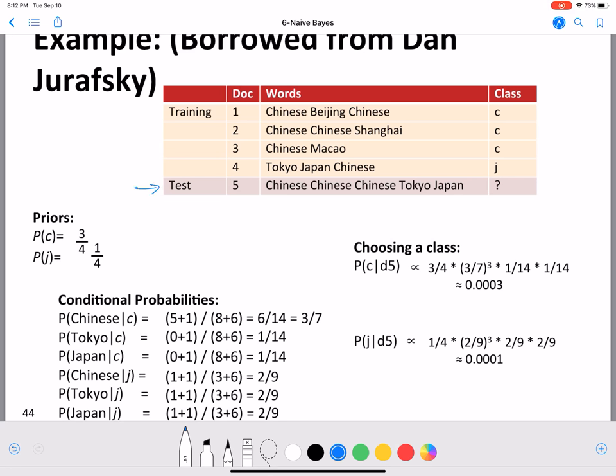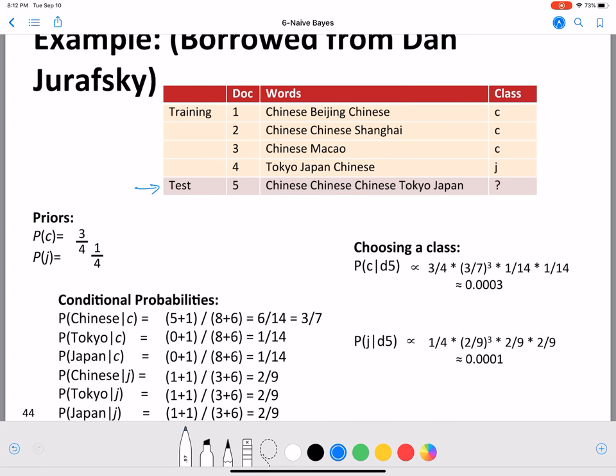Okay, so now using this training data, we are going to predict the class for this test example, which has three words: Chinese, Chinese and Tokyo, Japan. So it has essentially words from both these documents, and we are going to see which one wins in this test data point.